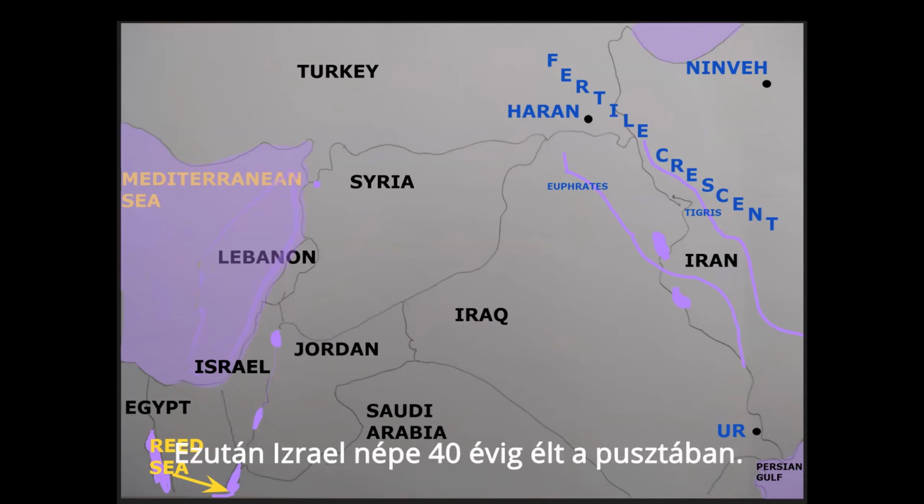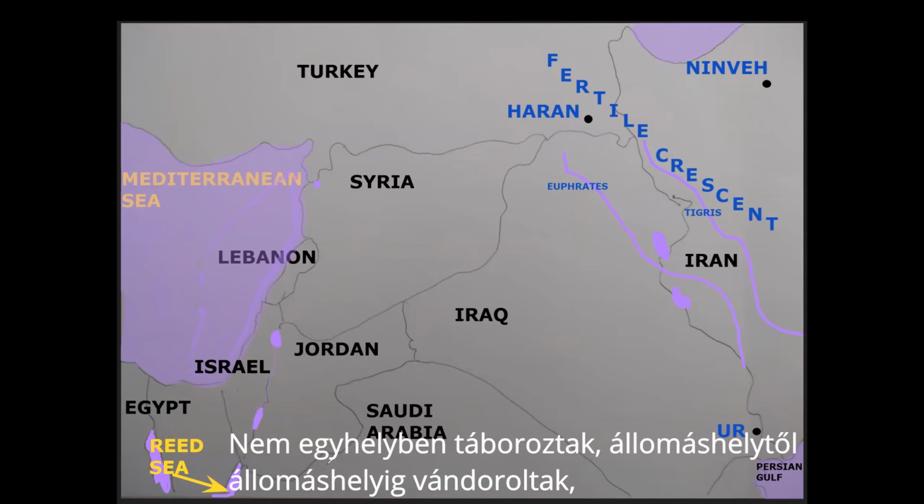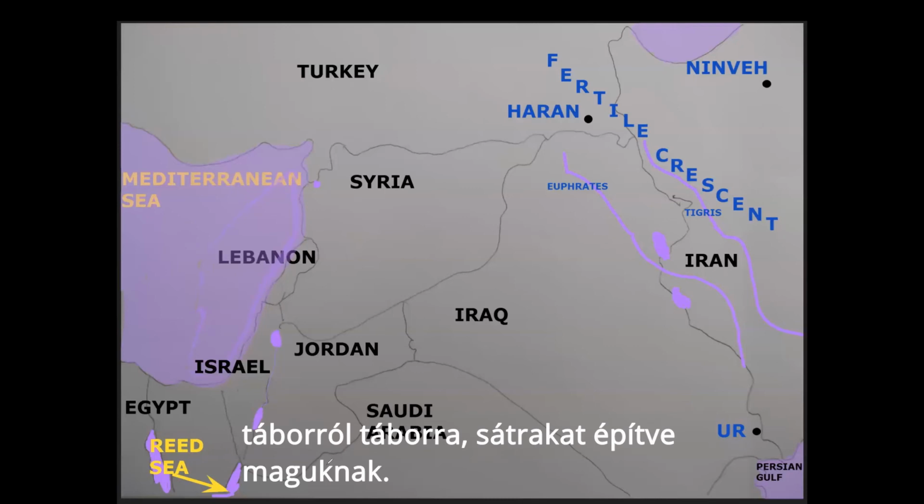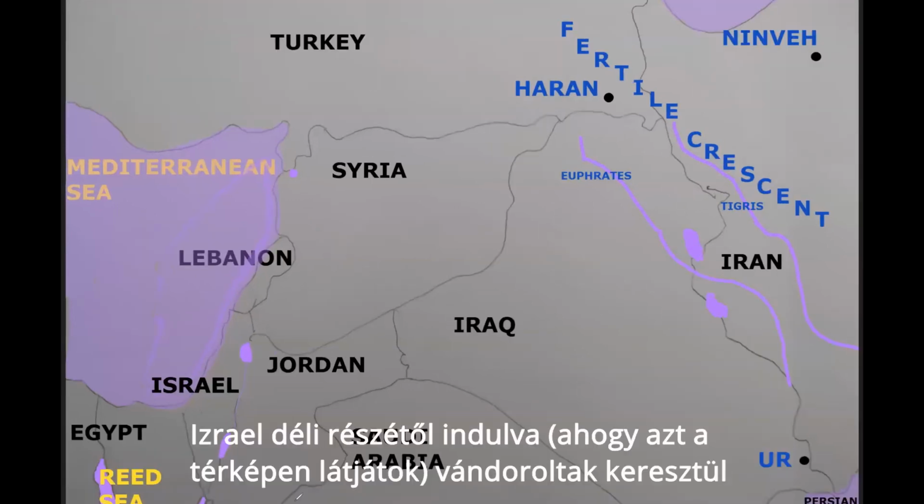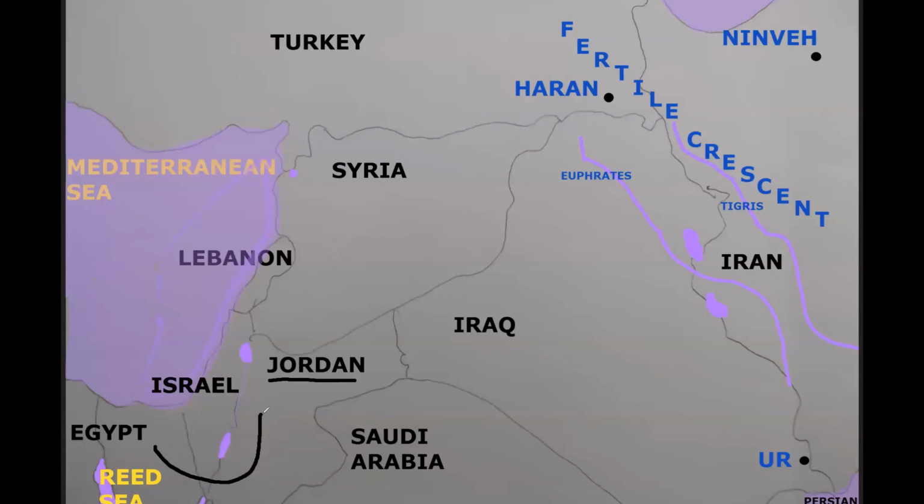Now the Israelites are going to be 40 years in the desert. They are not stationary. They're walking from station to station or from camp to camp, building sukkot, tabernacles. And they are going to walk from the south side of Israel, as you can see on the map. They're going to cross over to where modern day Jordan is. And they're going to be on the eastern side of the Jordan River.